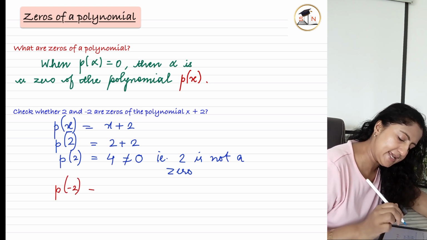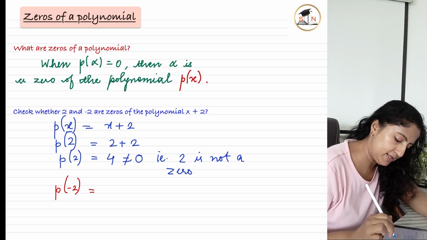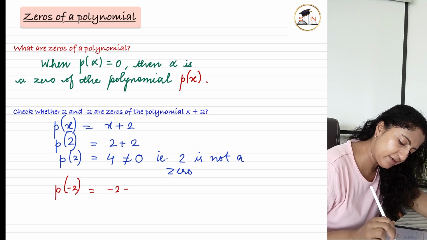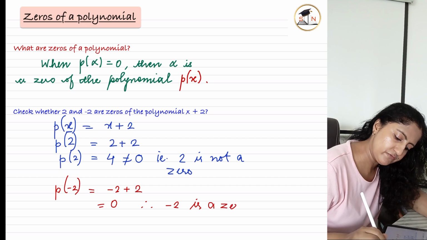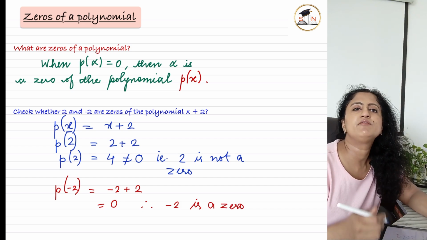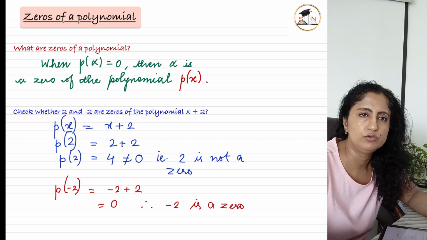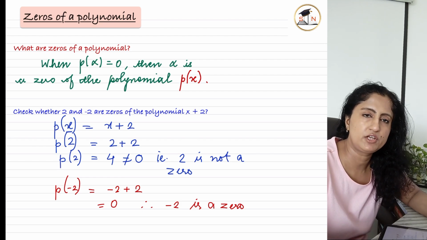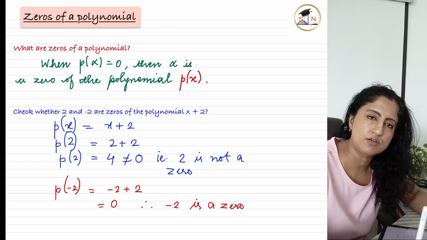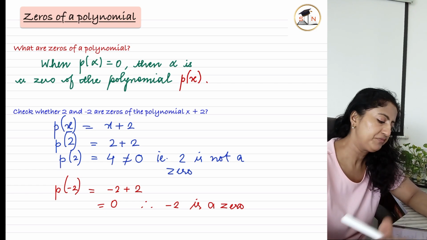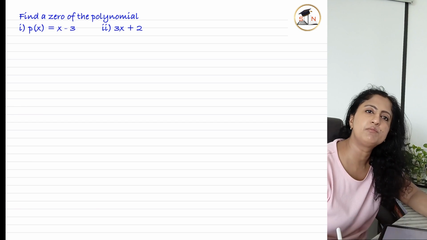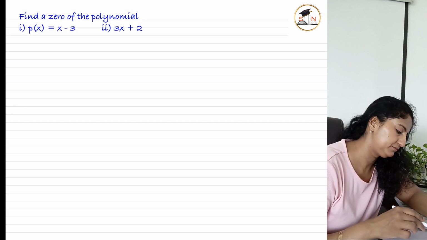Okay. Now, let's check for the second value, which is minus 2. We will replace x of the given polynomial with negative 2. So we get negative 2 plus 2, which is 0. Now, what we will conclude is that negative 2 is a zero. So here we saw that when we replaced x with any value, if we are getting after simplification a 0, the value is a zero. Otherwise, it's not a zero of the polynomial. Okay. Let's do another question before we move on to remainder theorem.